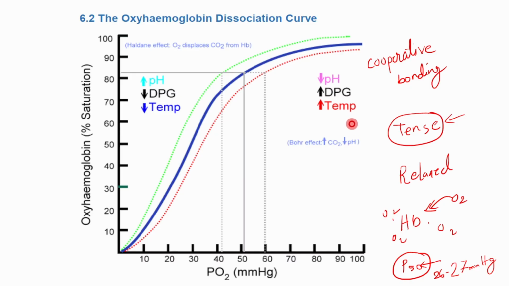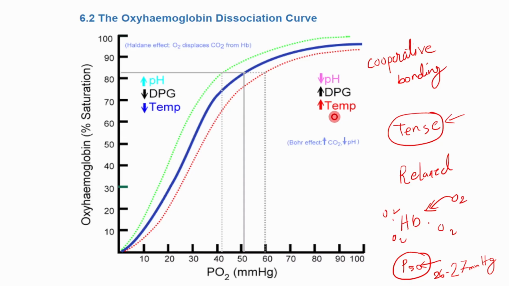A higher P50 means you need more pressure just to get to half saturation, which reflects a reduced oxygen affinity. This reduced affinity allows hemoglobin to unload oxygen much more easily to the tissues. Conversely, a left shift, indicated here with the green curve, means the P50 decreases, reflecting an increased oxygen affinity where hemoglobin holds onto oxygen tightly and unloads less.